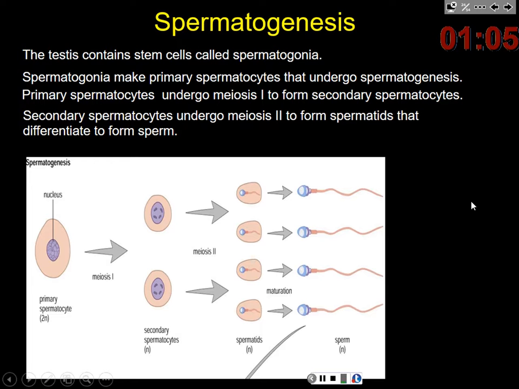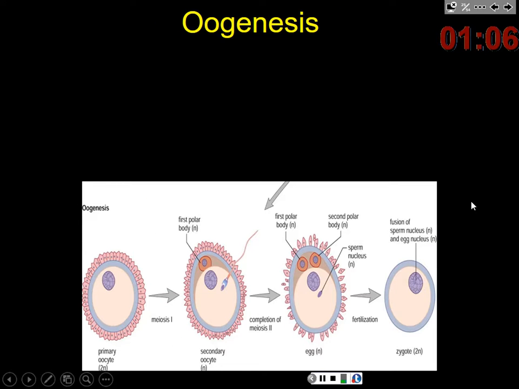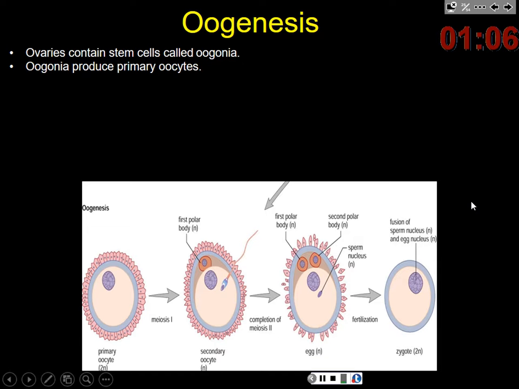This is a mobilization unit for DNA. Its job is to get the DNA to the egg. They're not designed to survive. So that is spermatogenesis. All 4 become sperm. Let's look at oogenesis because it's different. Same basic concept as far as division is concerned, but the fate of the secondary cells is different. So for oogenesis, the ovaries contain stem cells called oogonia. The oogonia produce the primary oocytes.